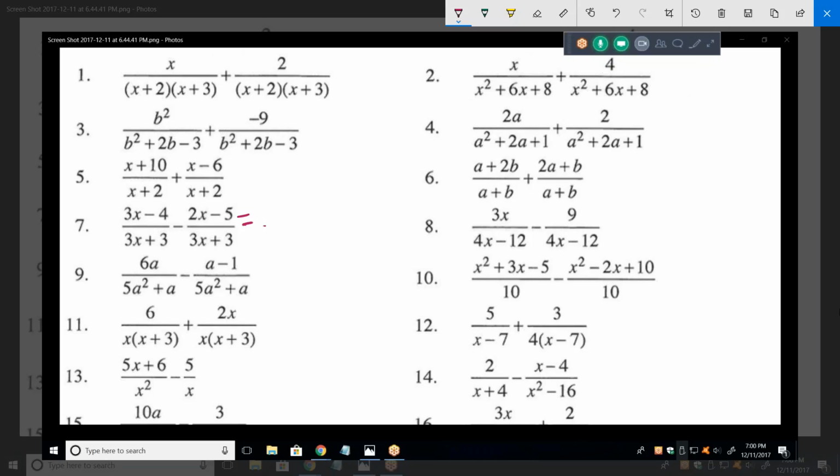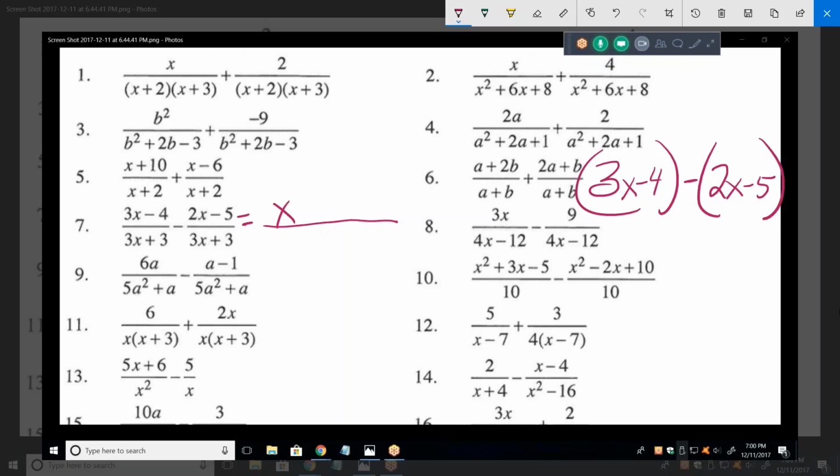Number 7. Give me numerator and denominator. X minus 9. Good. No, it's not good. Here's what the numerator is. Let's do it over here on the right. We got 3x minus 4 minus, and you have to do the entire thing in parentheses, the entire other numerator. So now remove the parentheses, and you still have minus 2x, but you end up with plus 5. Now that reduces to x plus 1.